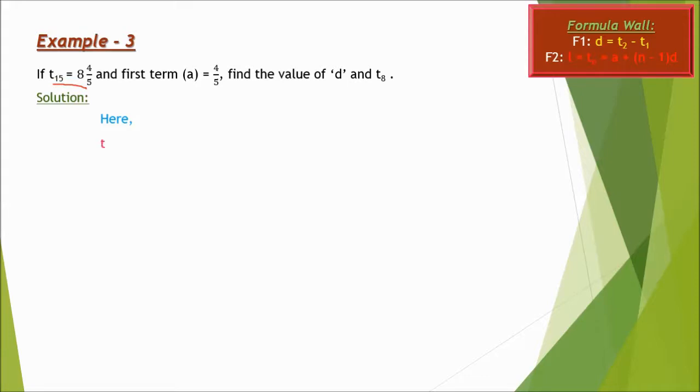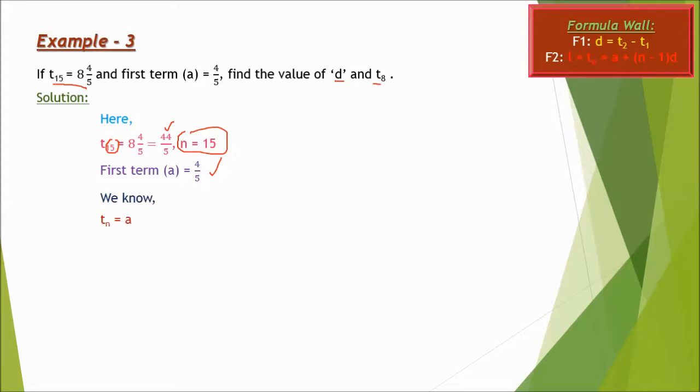Now remember this. Here T15 is equal to 8 4 by 4. A mixed fraction we have to change to an improper fraction, that is 44 over 4. And here it is 15, that means the value of n is 15. Now the first term is 4 by 5. We have to find the value of d and T8. Same way we are going to do.